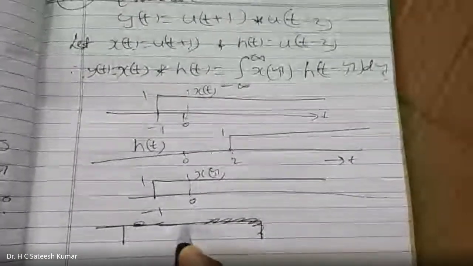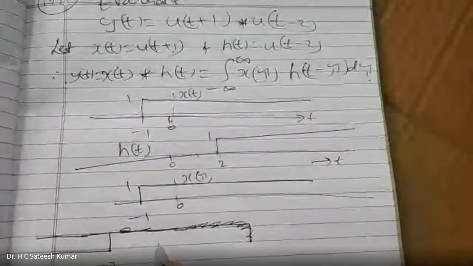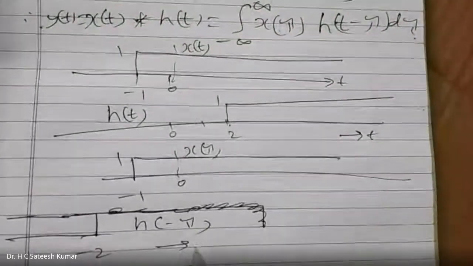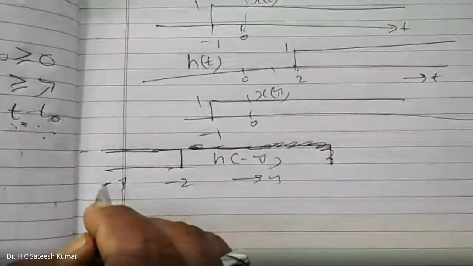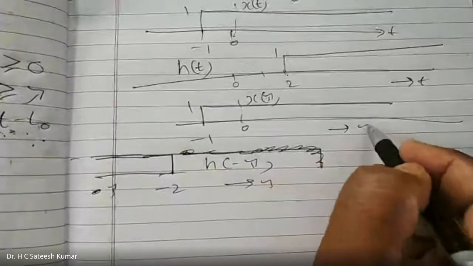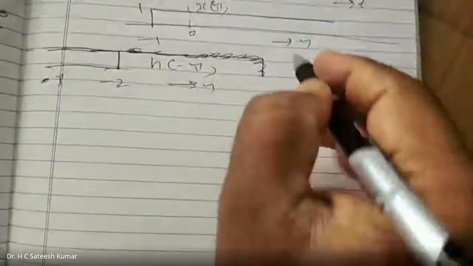2 will go to minus 2, so minus 2 will be before this one. I can write it, minus 2. This is h of minus tau, on the tau axis, from minus infinity on the tau axis.